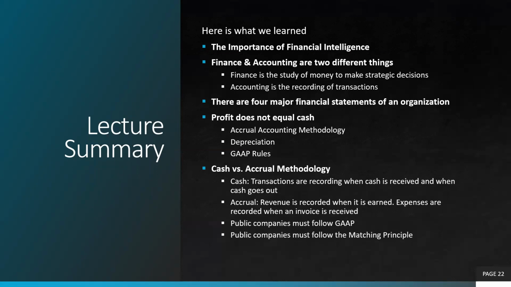Cash transactions are recorded when cash is received and when cash goes out. In accrual accounting, revenue is recorded when it is earned, and expenses are recorded when an invoice is received or if an invoice is sent out. Public companies must follow GAAP, and they must also follow the matching principle.